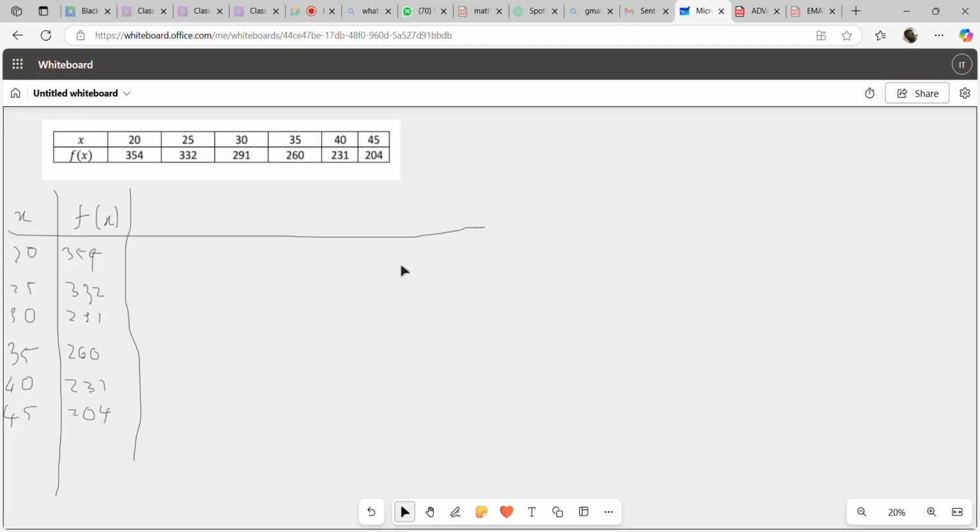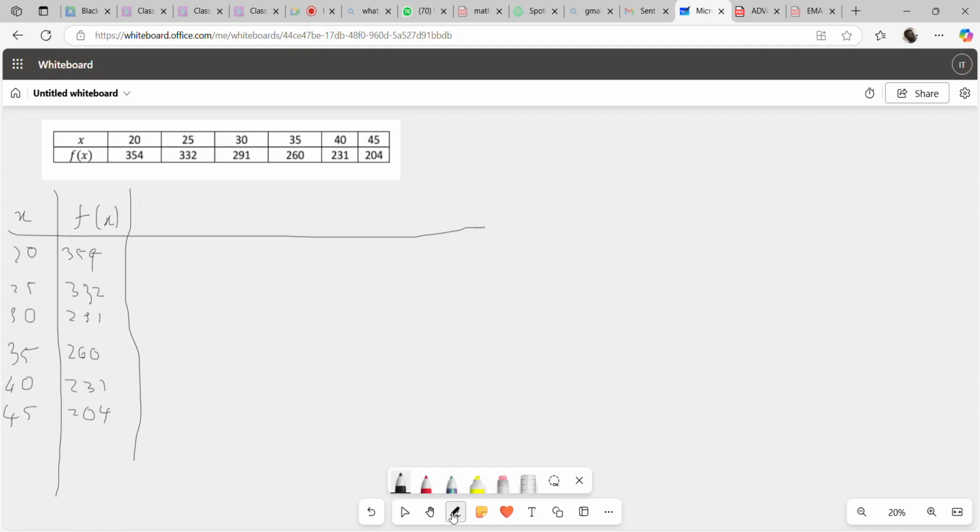Okay, I was saying you still keep the same procedure as the forward. The only difference now is this one is written like this. But the subtraction is still the same: low minus up. So you have 354 minus 332. What's the answer?